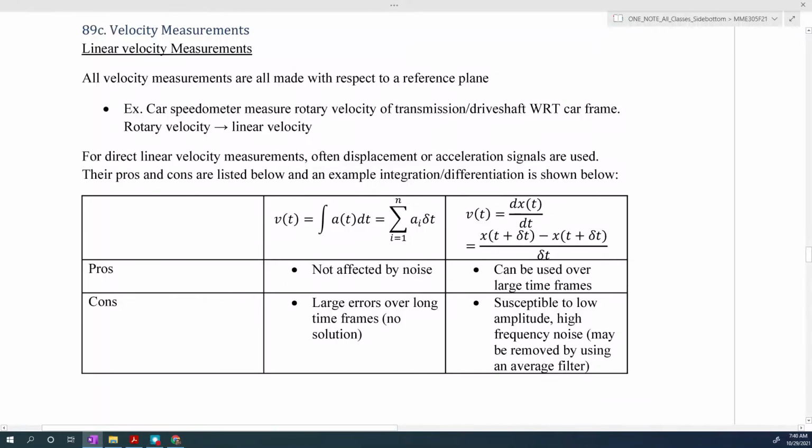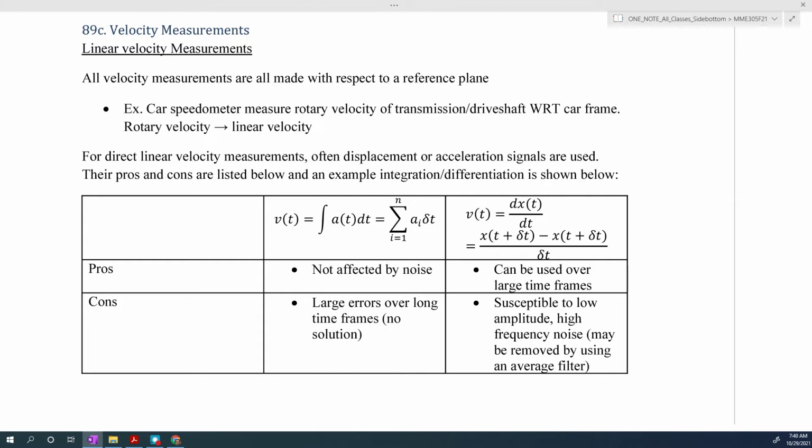So the next series of sensors we're going to talk about is for measuring the velocity of an object. If we're interested in linear velocity, basically all velocity measures have to be made with respect to some type of reference plane. For example, your car speedometer is actually measuring the rotary velocity of the transmission or drive shaft with respect to the frame of the car, and then that rotary velocity is converted to a linear velocity.